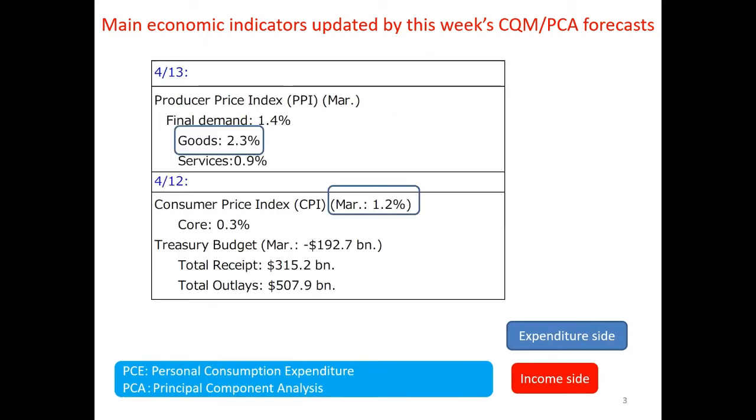Both CPI and PPI surged in March. It is easy to see Bidenflation.